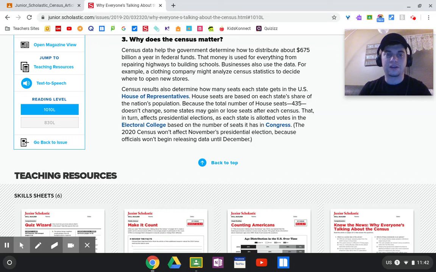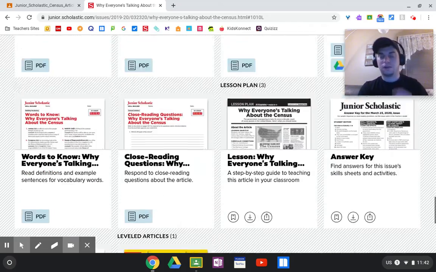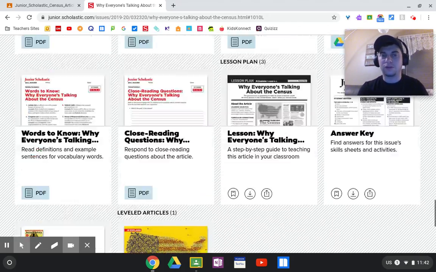That, in turn, affects the presidential elections as each state is allotted votes in the Electoral College based on the number of seats it has in Congress. The 2020 census won't affect November's presidential election because officials won't begin releasing data until December. Okay, and that's the article. So again, like I said, it wasn't too difficult.